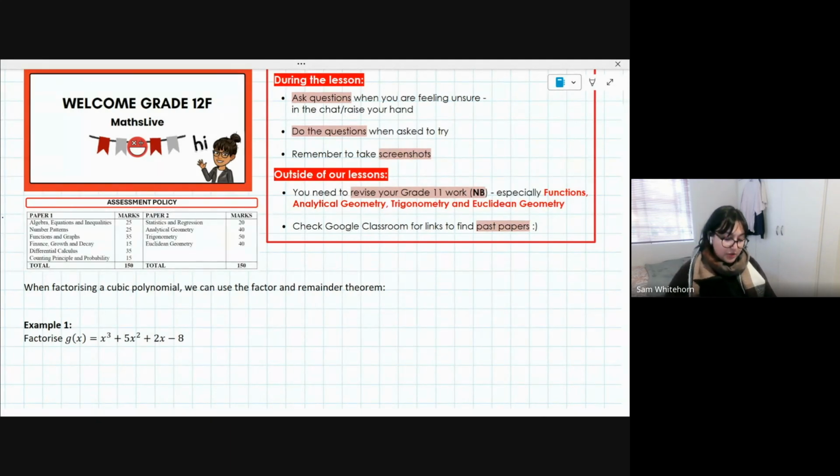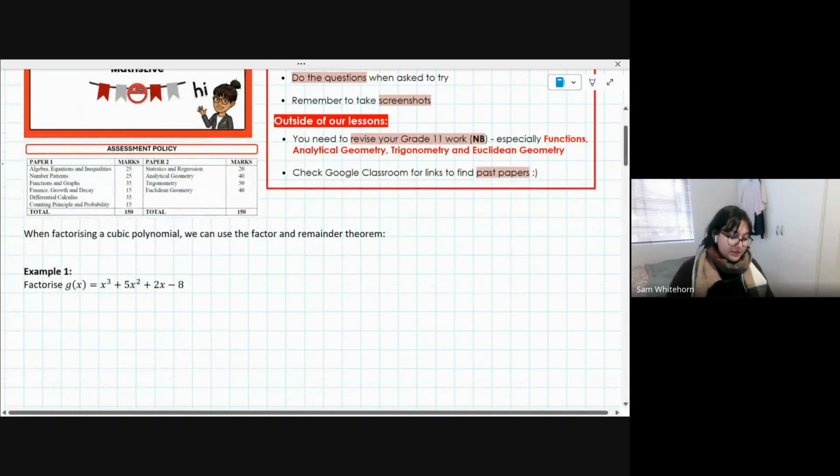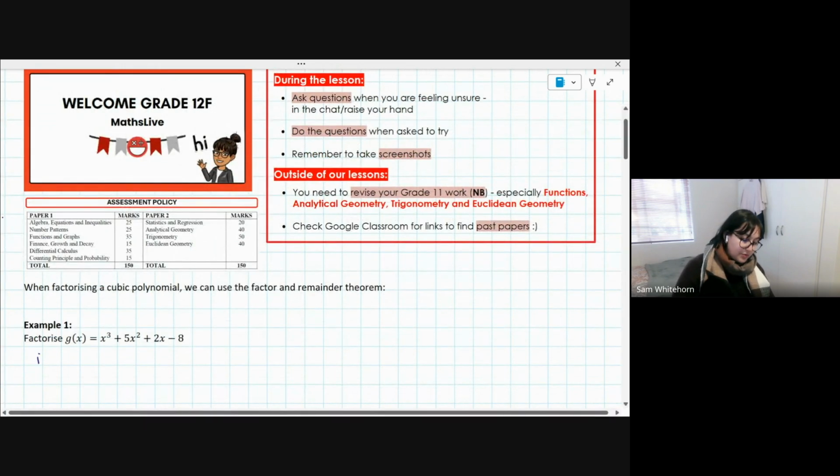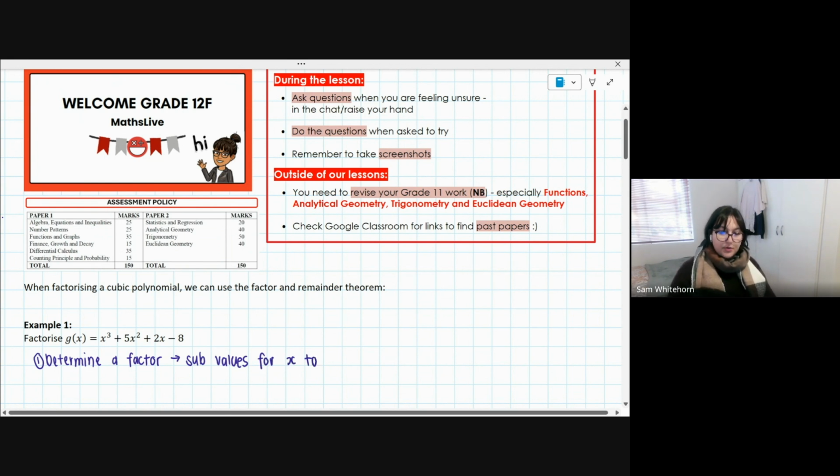We're going to have a look at this first cubic, which is x cubed plus 5x squared plus 2x minus 8. So the very first thing that we want to do is determine a factor of this expression. Now, when we determine a factor, what we want to do is substitute random values for x to make the expression equal 0. I'll give you some hints of what values to choose.